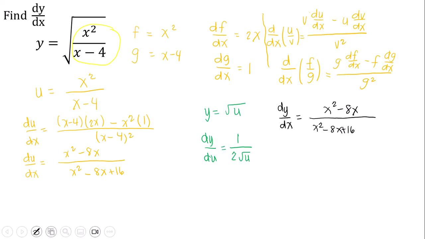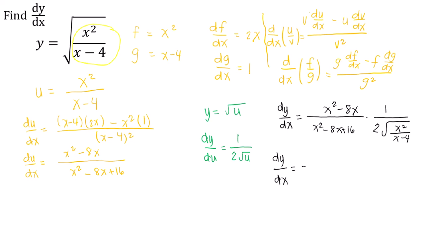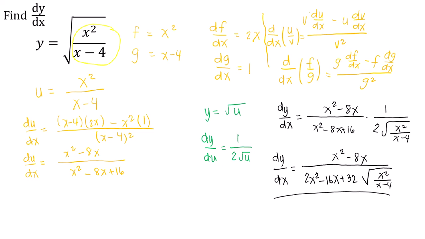This is du/dx times dy/du, so 1 all over 2 square root of x squared all over x minus 4. So dy/dx is equal to x squared minus 8x all over, distributing the 2, 2x squared minus 16x plus 32 times the square root of x squared all over x minus 4. Now this is dy/dx.